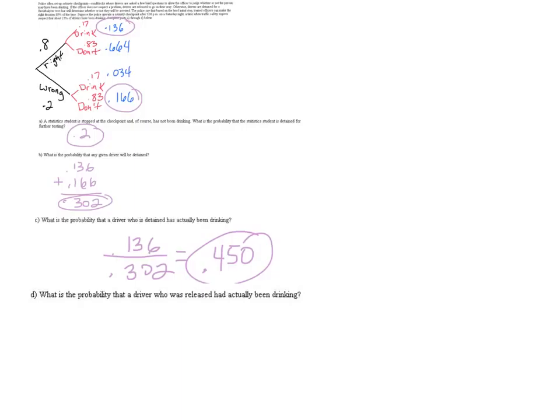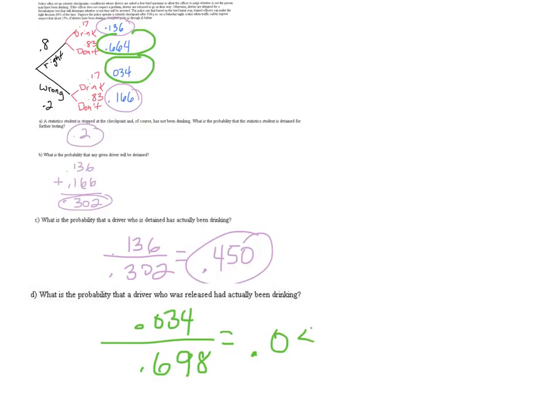On the other side of the coin, when they're right, there are people that were not drinking and there are people that were drinking. So the probability a person who was released was actually drinking, so 0.034 out of the total of 0.698 is only 0.049. So they're doing a pretty good job on the sobriety check.